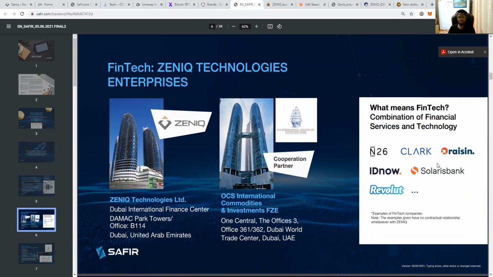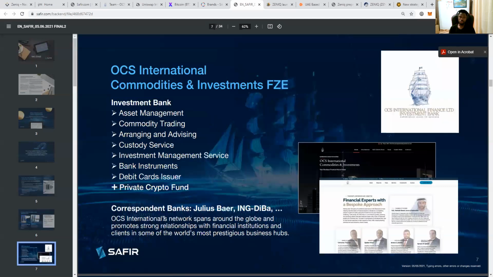Now, I've already explained these are the firms in collaboration with this particular project known as Zeniq, and these are the same information I've already shown earlier. So moving straight on, when you are looking at the OCS, that is the financial firm associated with this project, they are into investment banking and asset management. Once you are part of Zeniq, you are a partner, you have access to all of these services, if you so choose.